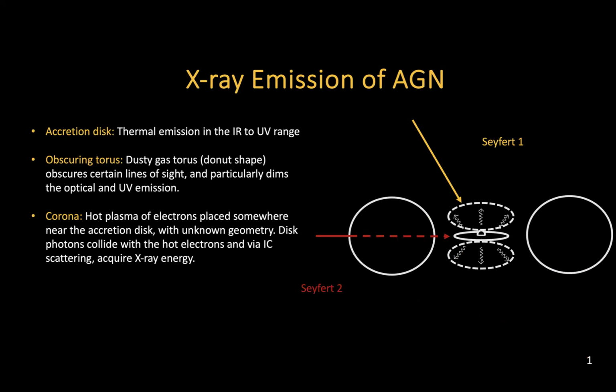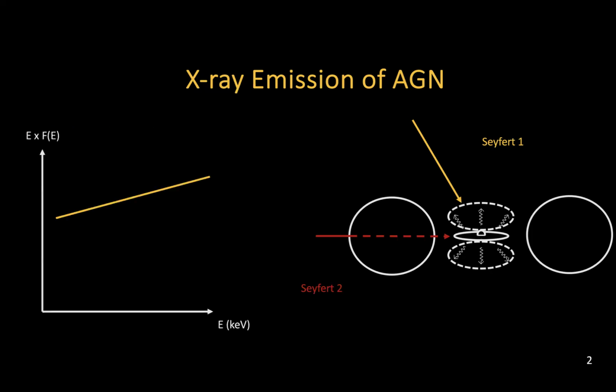Okay, so the general structure of an AGN: we have a supermassive black hole, which is surrounded by an accretion disk, which is going to be thermal emission in the UV to infrared range. This whole structure is covered by an obscuring torus, which is only obscuring certain lines of sight. Now, the X-ray emission is produced from a very compact region near the supermassive black hole, which we call the corona. And in the corona, the photons of the accretion disk get inverse Compton scattered into X-ray energies. The resulting emission in X-rays is just in the simple shape of a power law.